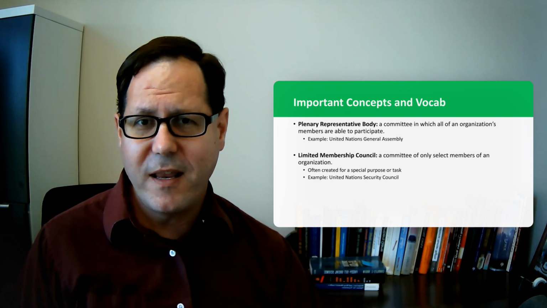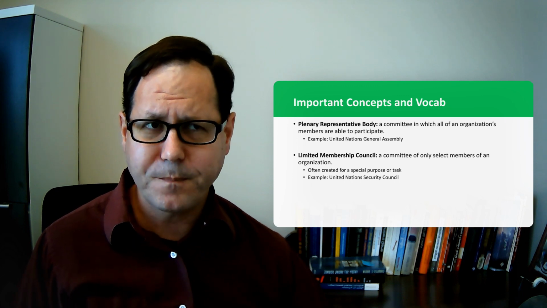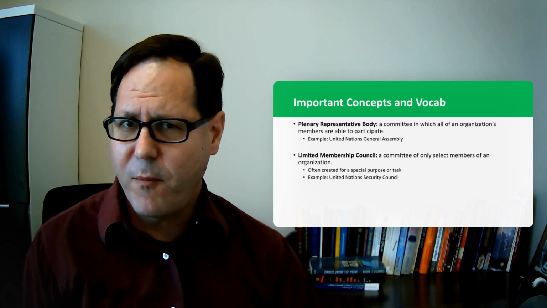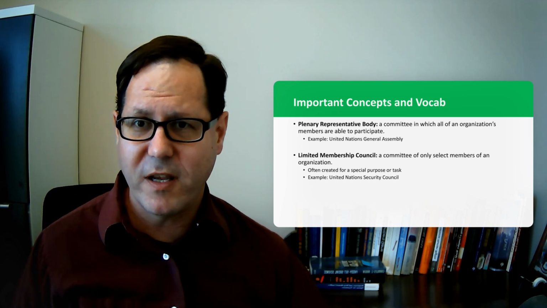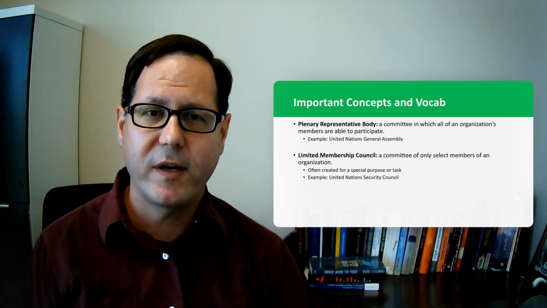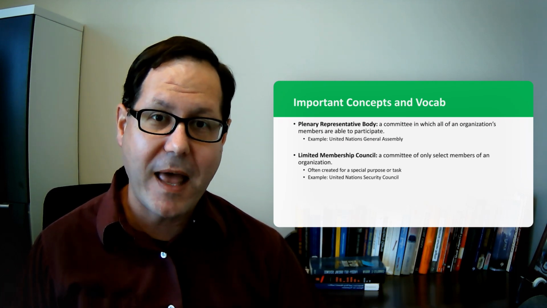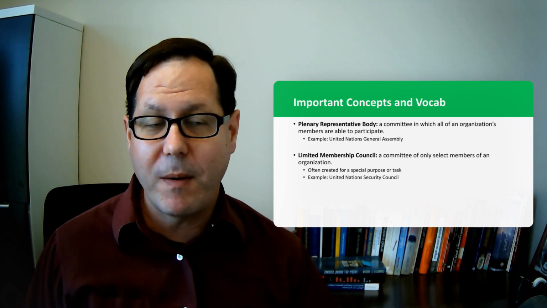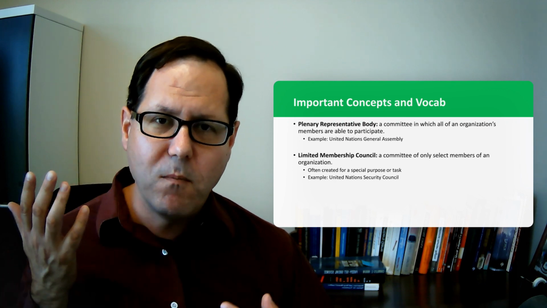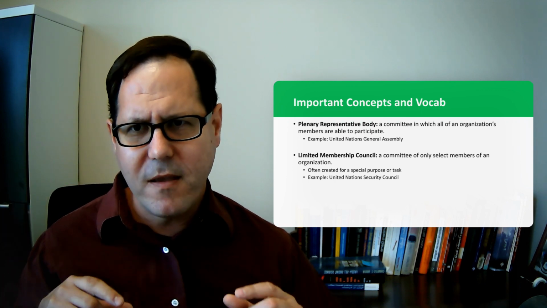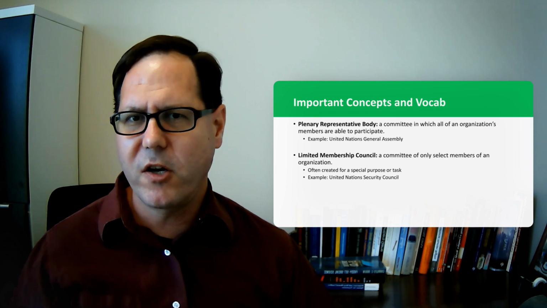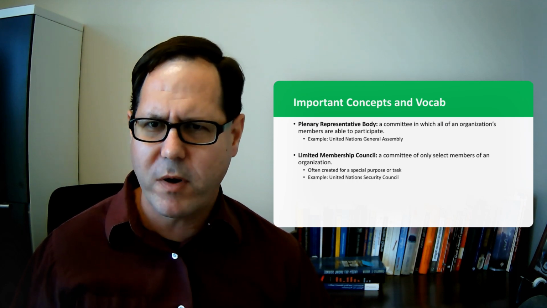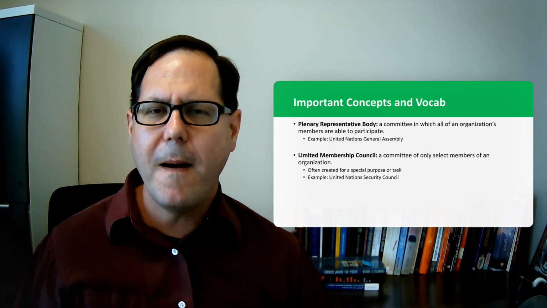And so I'll begin by noting that international organizations oftentimes have different bodies that they are comprised of. There may be a plenary representative body that is essentially a committee of the whole. Everybody who's a member of the organization gets to participate in that decision-making body. So in the United Nations, it's the UN General Assembly, where everybody gets to be a member and participate, and everybody has one vote. But a lot of the important decision-making within the United Nations doesn't occur within the General Assembly. In fact, the General Assembly primarily just passes resolutions that are symbolic.